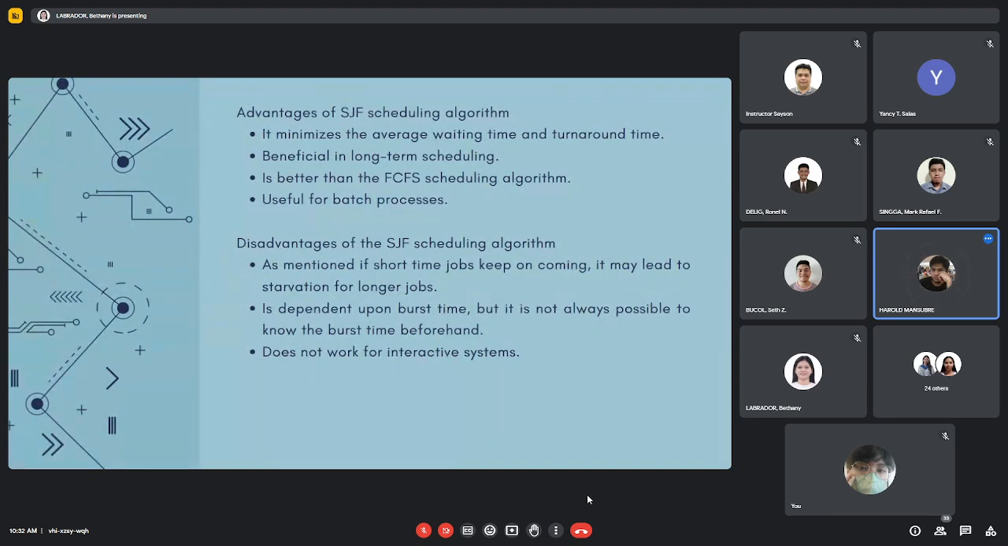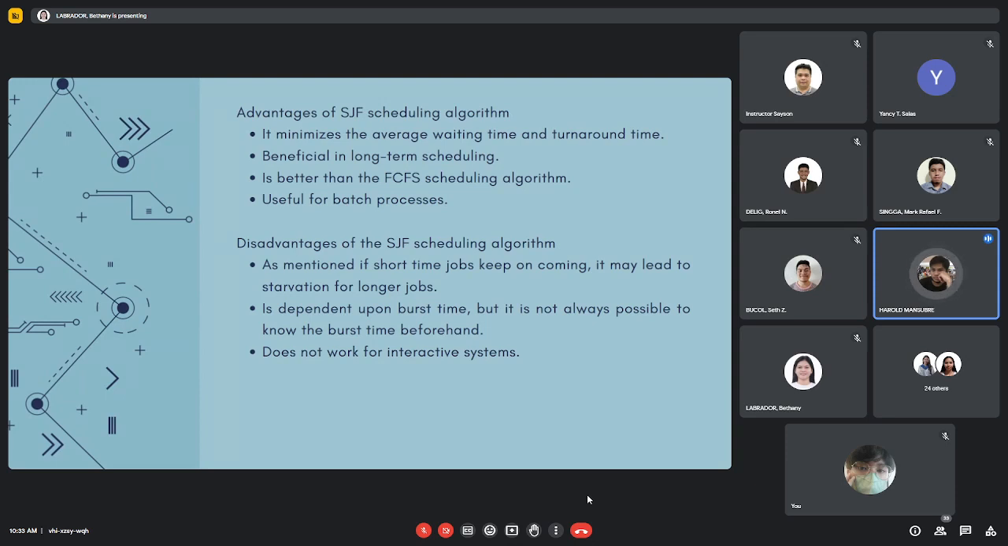So the advantages of the SJF scheduling algorithm are that it minimizes the average waiting time and turnaround time. Next, it is beneficial in long-term scheduling. Then, it is better than the first come first serve scheduling algorithm. And it is useful for batch processes.